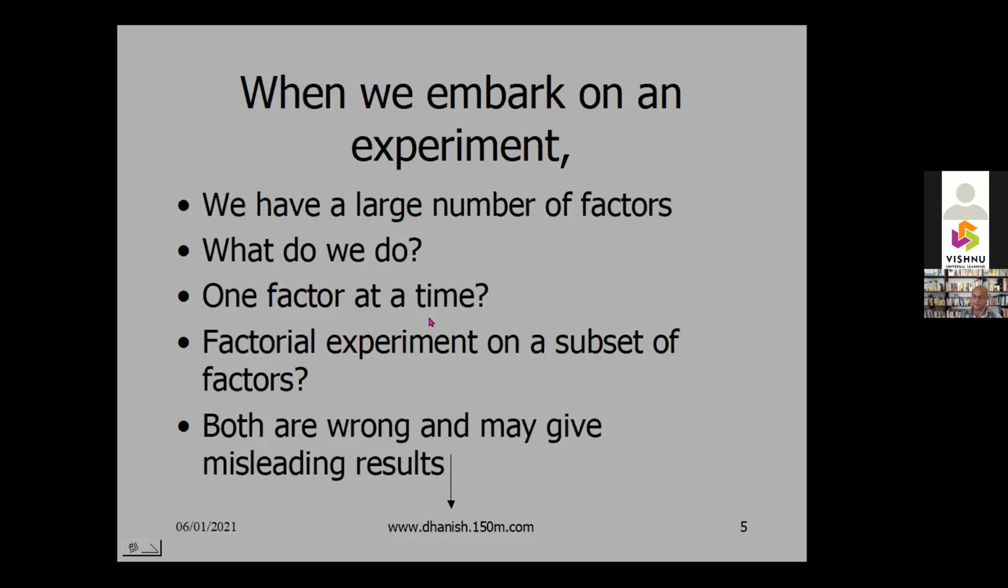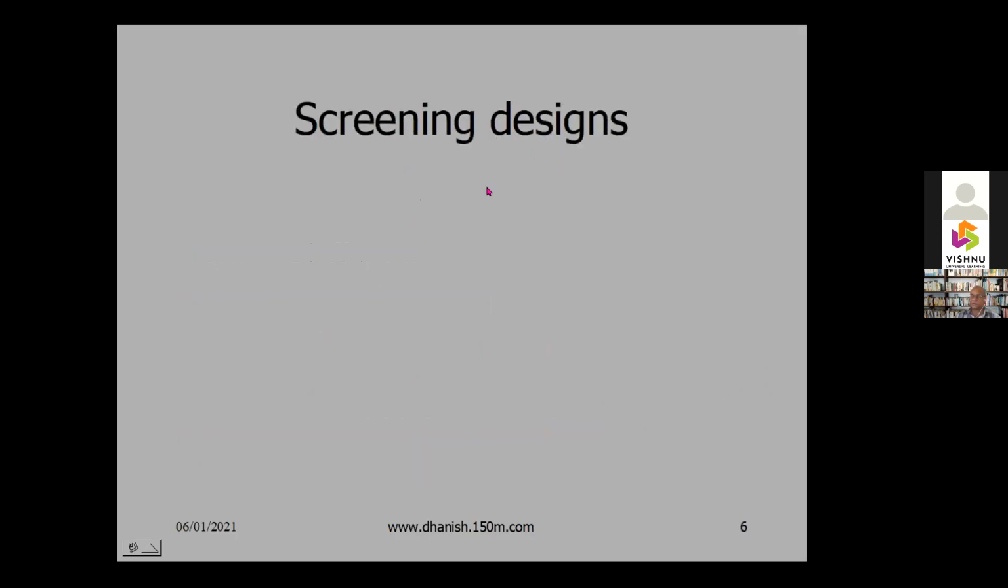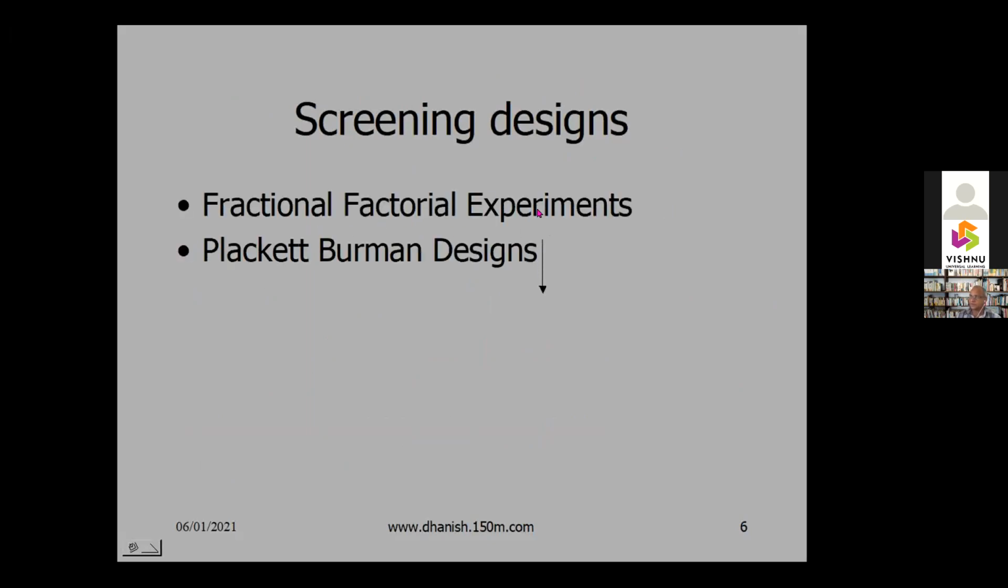But both of these are wrong. That was shown by Fisher. In his book, Statistical Methods for Research Workers, he has shown this is the incorrect approach. Especially in agriculture, people used to do all these things. He showed that these things are wrong, and the best way is to do a screening design. Fisher recommended several fractional factorial experiments. Screening designs are fractional factorial experiments.